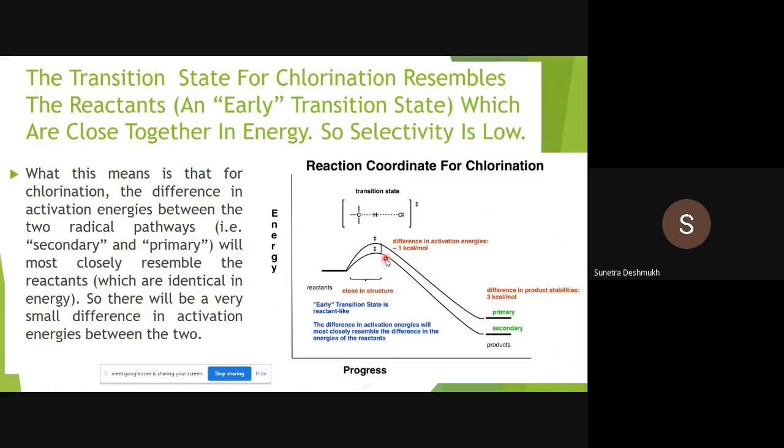That means the energy is the same, and reactant-like means that the transition state can very easily convert again to the starting material, the reactant. What this means is that for chlorination, the difference in activation energy between the free radical pathways at secondary and primary carbons most closely resembles the reactant, which are identical in energy. So there will be a very small difference in activation energy between the two.